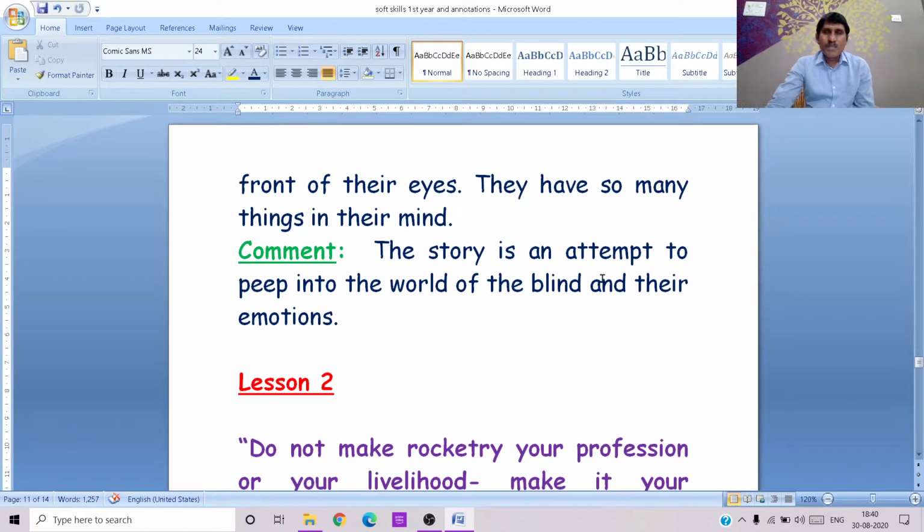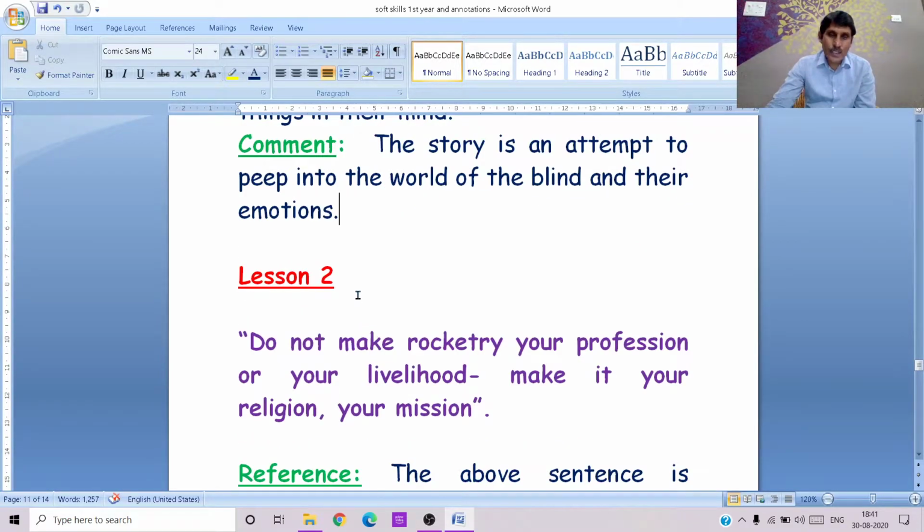The story is an attempt to peep into the world of the blind and their emotions. The author, through the story, is peeping into the minds of the blind people, at what different emotions come into their minds. These are different emotions actually. Okay, this is a play of emotions between the people who are blind, right?